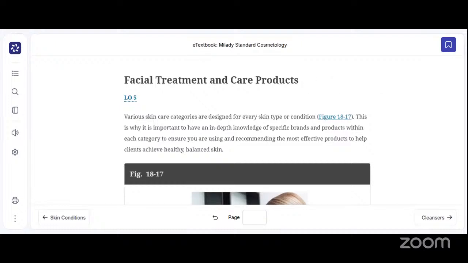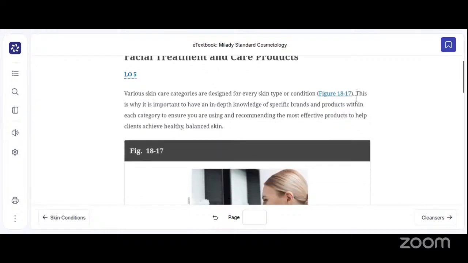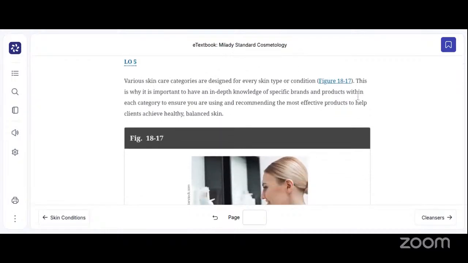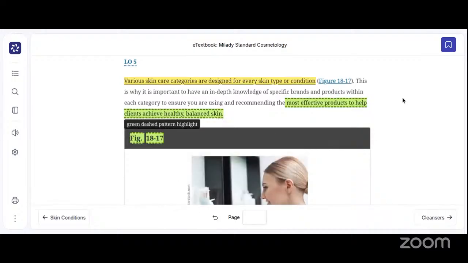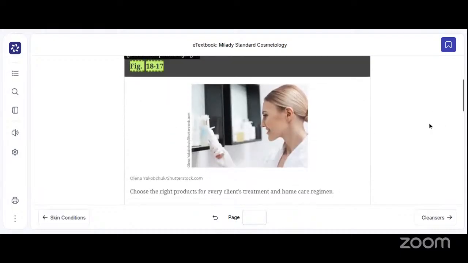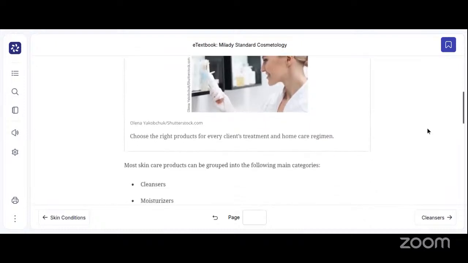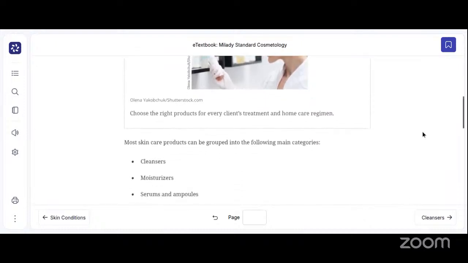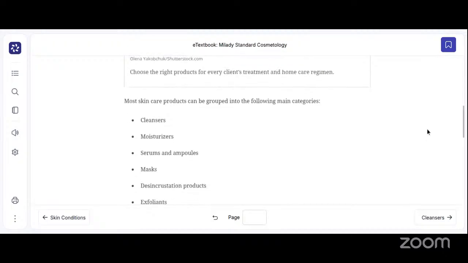Facial treatment and care products. Facial treatment is the actual facial. Facial treatment should be designed for every skin type or condition. So everybody's not going to get the same type of facial, but based on what's going on with their skin, this is the type of facial that we're going to do. You make sure that you choose effective products to help achieve the client's healthy and balanced skin. So every product is not going to be used on the same client. Got to have variation.